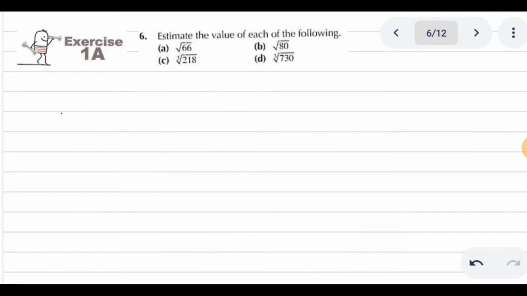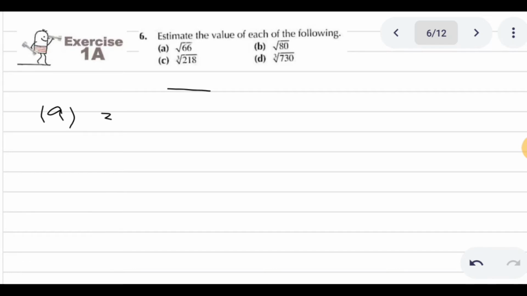So now we are going to solve the next question. In this question, they are saying to estimate the value of each of the following. And if we look at the first part, it is root 66. So now we have to estimate. When we estimate, it means that we are not going to use a calculator. We are not going to calculate the exact value, just estimate. So think about a number whose square is just near to 66.